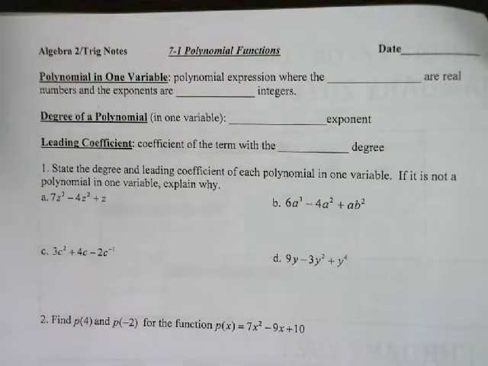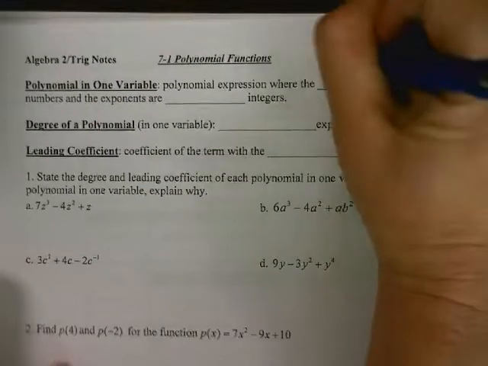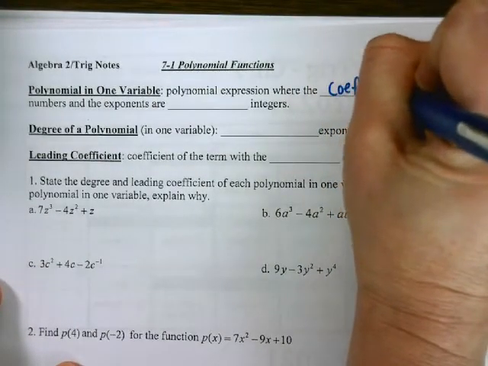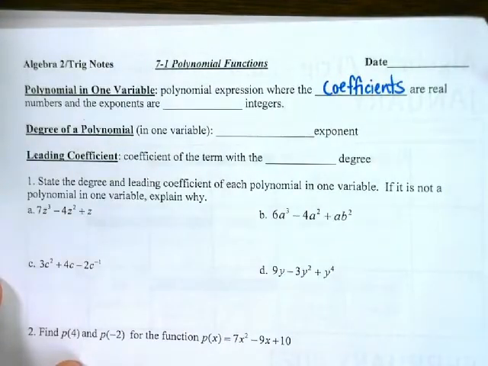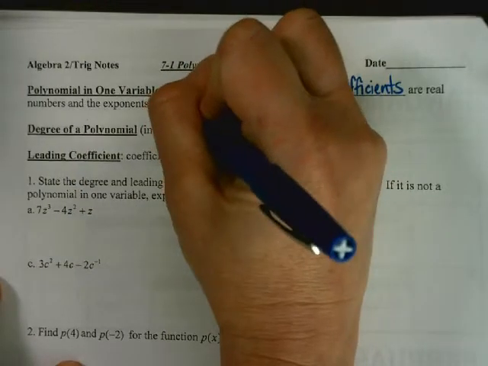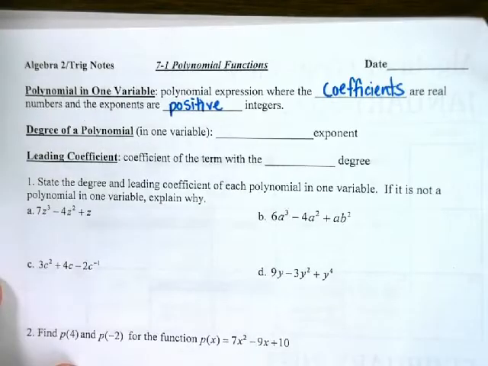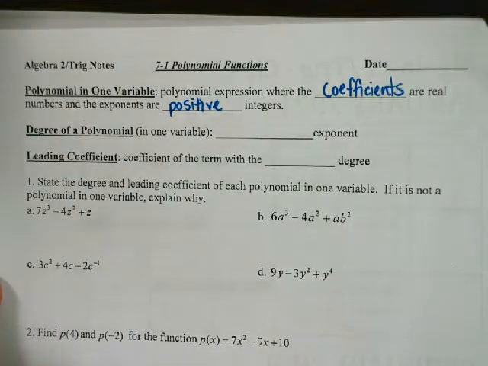Okay? So a polynomial in one variable is just a polynomial expression where the coefficients are real numbers and the exponents are positive integers. Okay, so that means no negative exponents, and we only see one variable. We don't have any coefficients that are like square root of -9 or 3i or anything like that. Does that make sense? So they're real numbers and the exponents are all positive.